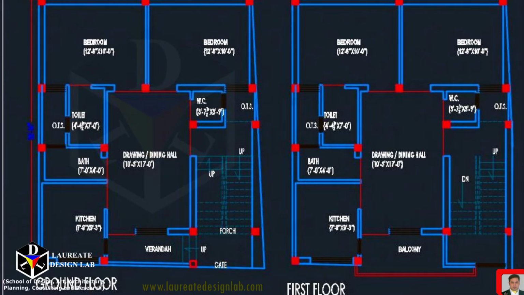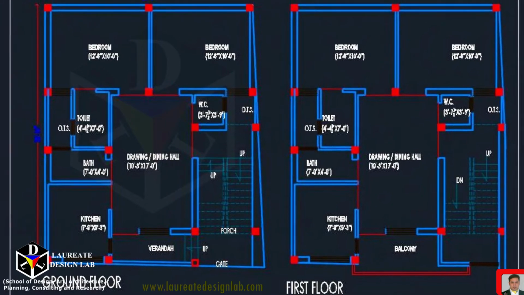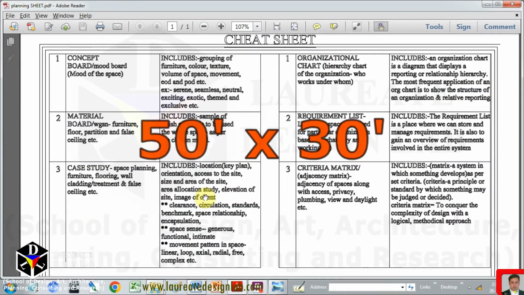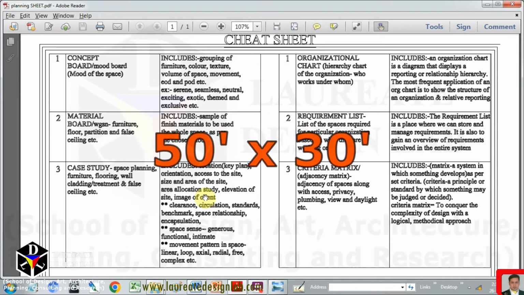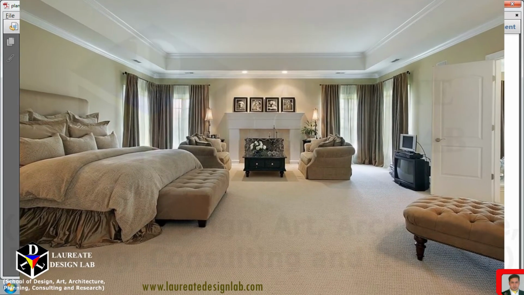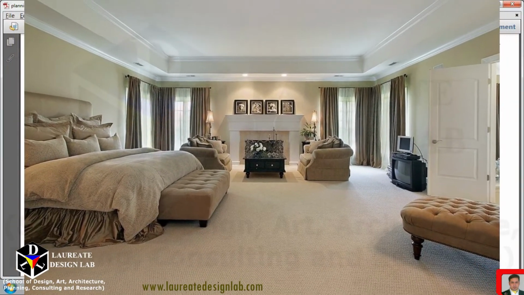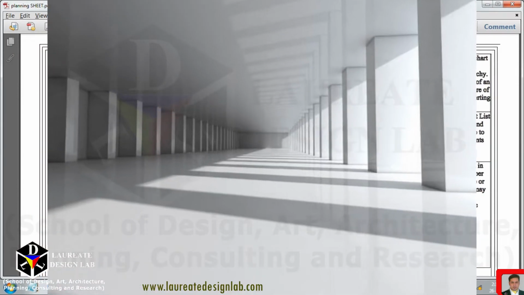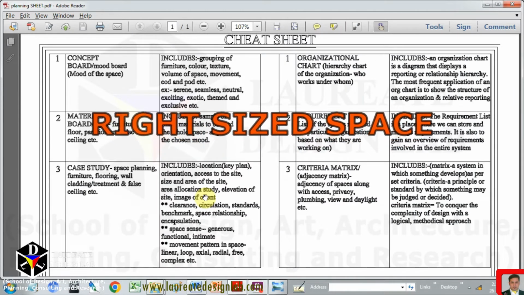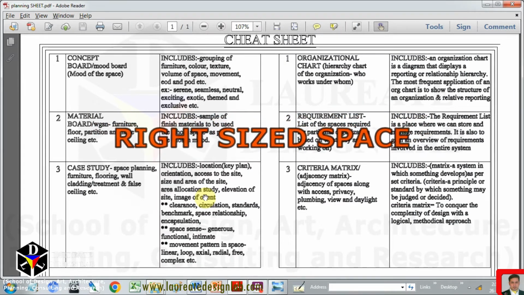Like for a living room, can we have the space size, say, 50 feet by 30 feet? Such a big room, can it be possible for a human being to occupy? No. What do you think? What's the problem? The person will feel like living in a big hall instead of living in a room. So there'll be kind of emptiness in the space. Yes, obviously. So right size space is required to design the space.